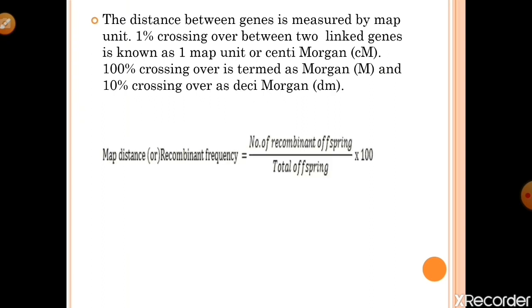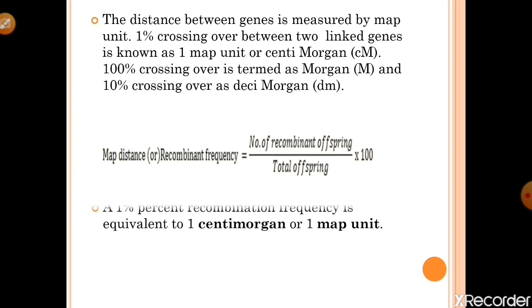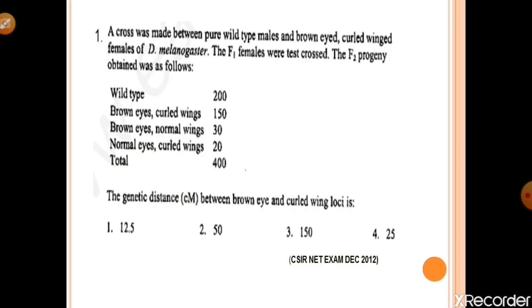Map distance between two linked genes can be measured using a formula. Map distance or recombinant frequency is equal to number of recombinant offspring divided by total number of offspring into 100, where 1% recombinant frequency is equal to 1 centimorgan or 1 map unit.